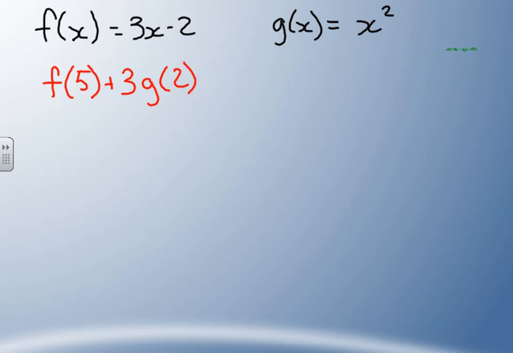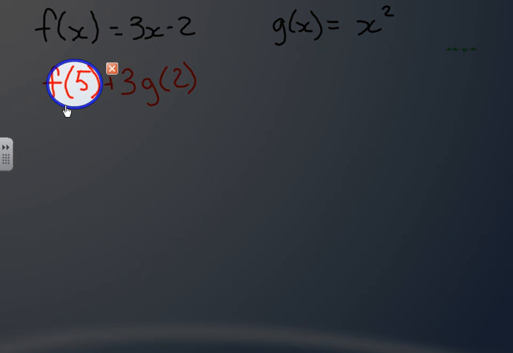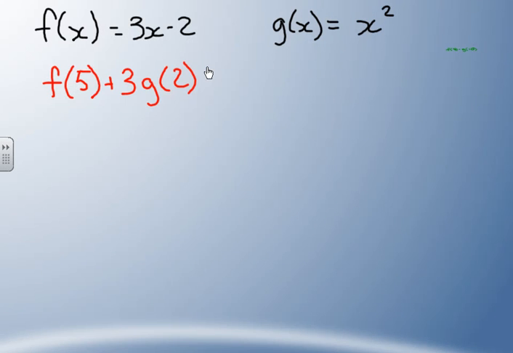Well, how do we do that? Your first step is to break it down into parts. Don't try to do it all at once, because that's complicated. So I'm going to break it into two parts. Well, actually, three. I'm going to figure out f(5). Then I'm going to figure out g(2). Then I'm going to put it all together, remembering to times whatever I got for g(2) by 3.